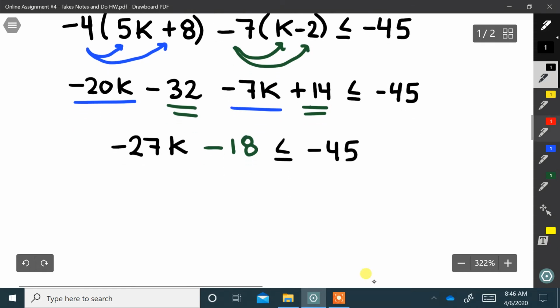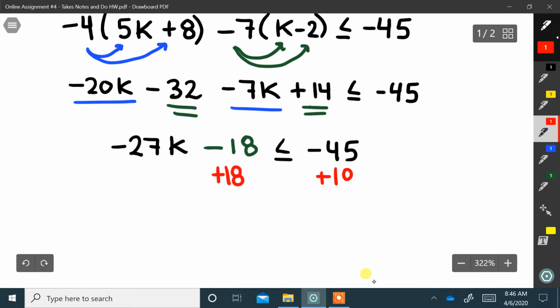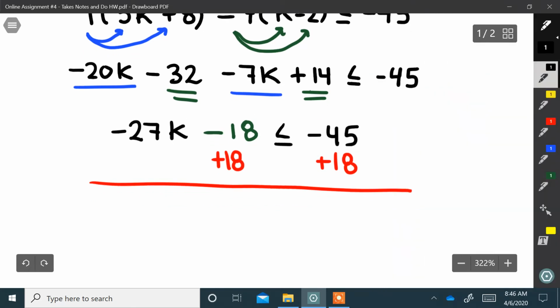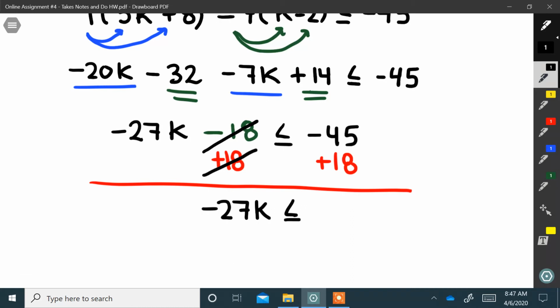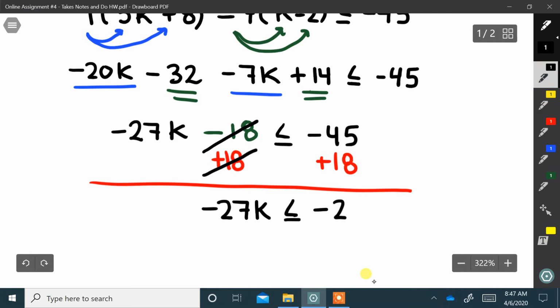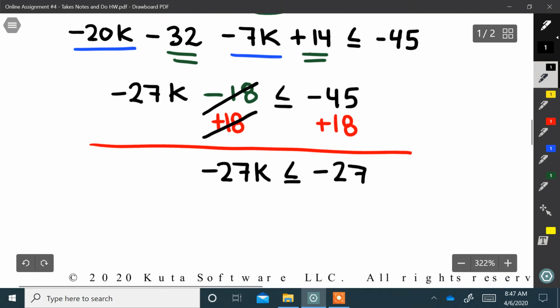Let's go ahead and add 18 on both sides, so that 18 cancels out. Alright, so this and this will cancel. Let's bring down the negative 27k. And let's go ahead and add those two together. Negative 45 plus 18. Remember, when you have a negative and a positive, you're going to be subtracting actually. Acuérdense, cuando tienes un negativo y un positivo, vas a restar. And that's going to give you negative 27. Eso te va a dar negativo 27.